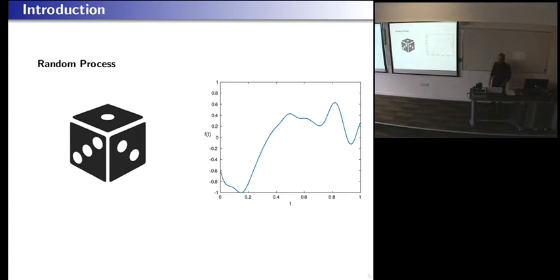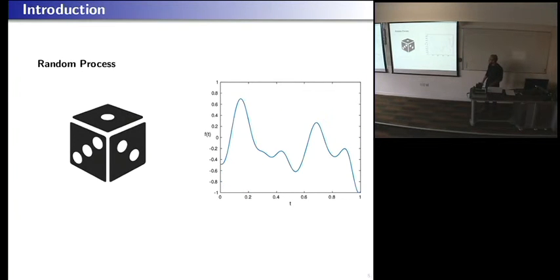So I start by defining the concept of a random process. Instead of making a mathematically rigorous description of what a random process is, we can make an analogy. Suppose we have a dice with a lot of sides, and on each side we have the plot of a function. So every time we roll the dice, we get a different function, a different plot.